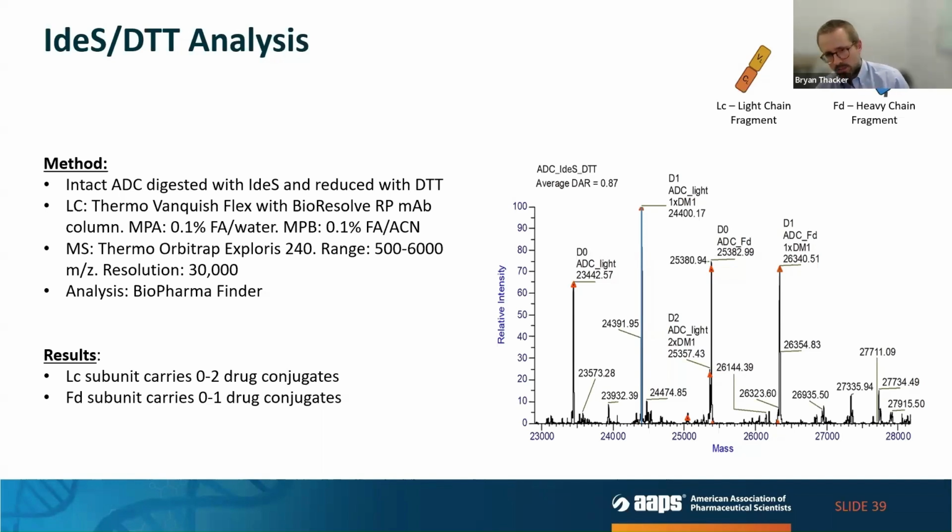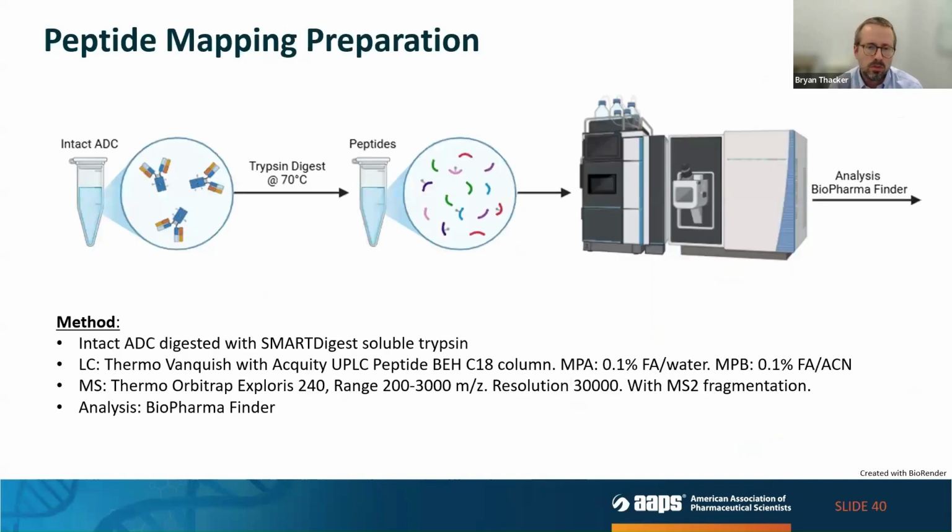This kind of data gives us leverage to monitor these things in a CMC effort to control the quality of the drug. What we can't see here is what happens on a smaller scale, like where exactly in the amino acid sequence the drug molecule is attached. So on the next slide, I'll briefly touch on another approach that we use to characterize these molecules, which is a peptide mapping approach.